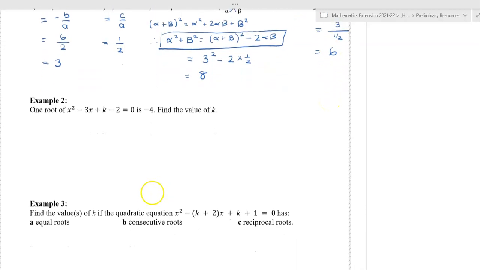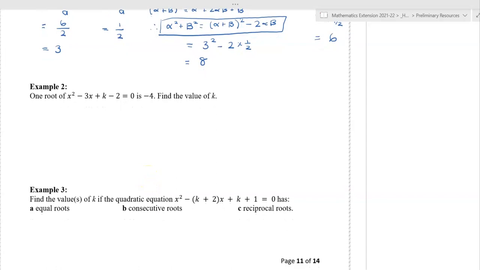Okay, example 2, slightly harder. We're given one root, it's negative 4, and we're asked to find the value of k. So first of all, this will be my C. So I've got A, B, C. All right, we don't really know what's going on. So we're going to let the roots be alpha, and obviously -4 is the other one. Rather than alpha and beta, we're going to go alpha and -4 because we do know something.